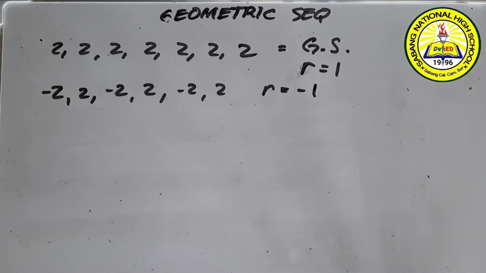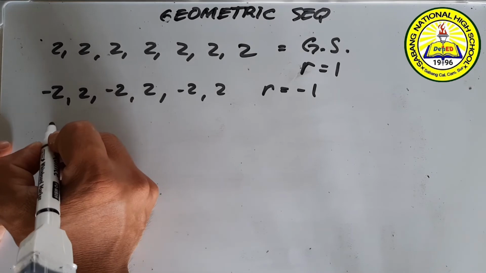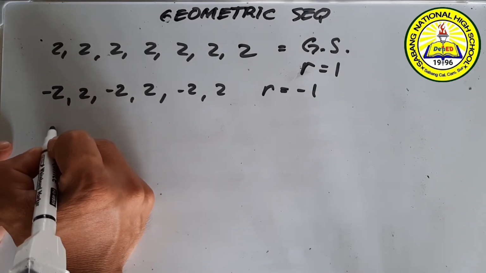What if the common ratio is 0? So let us say our first figure or the first term is 10.